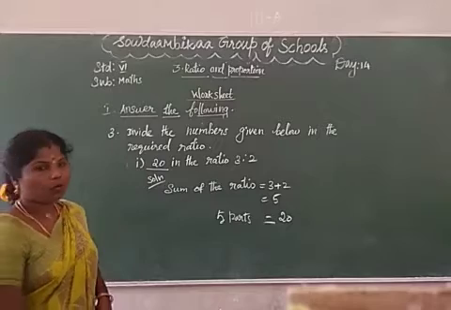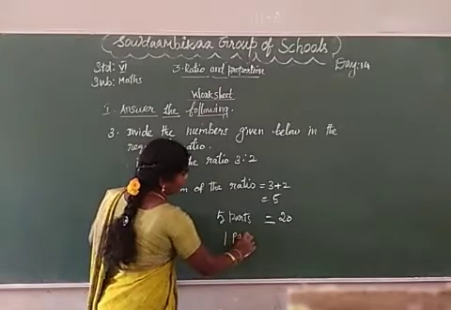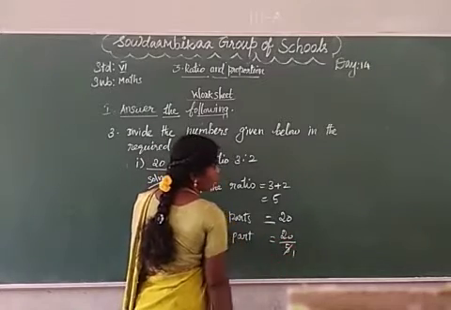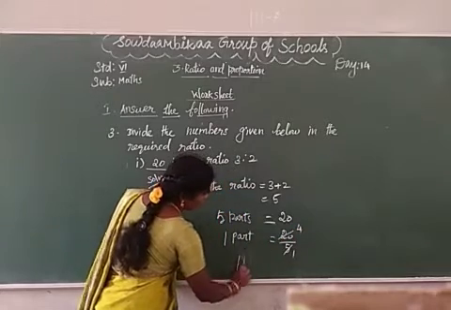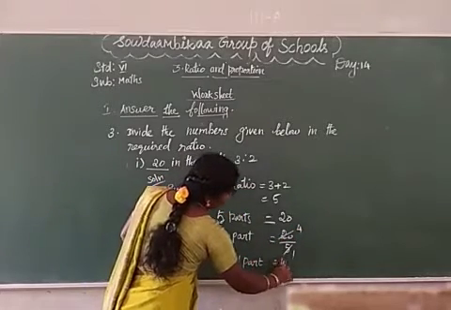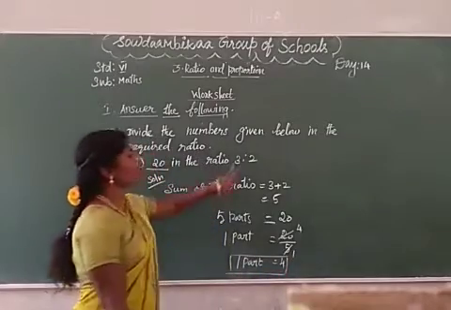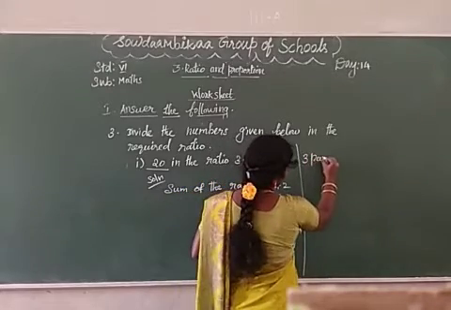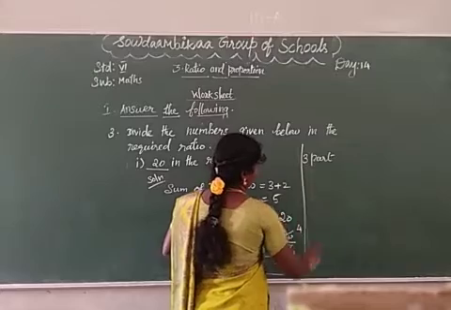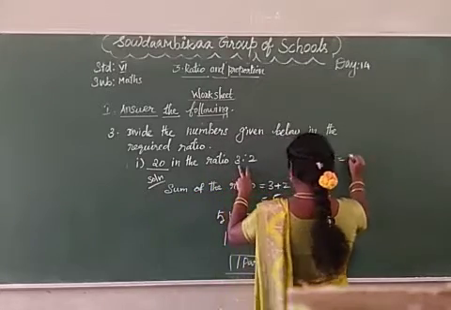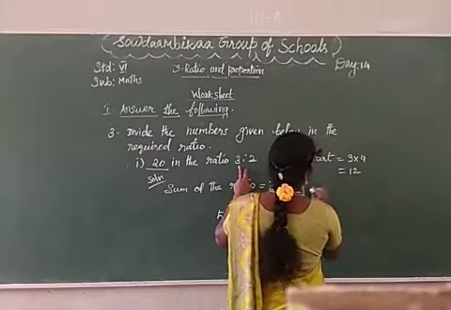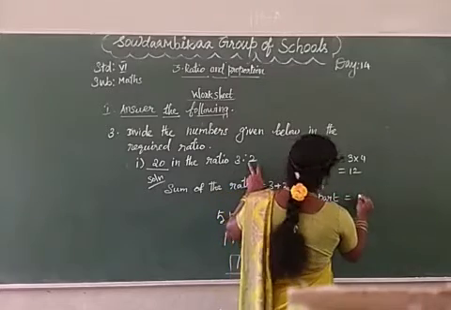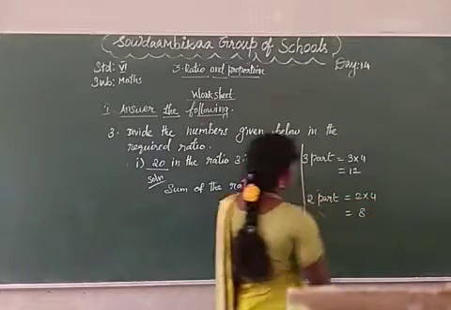Okay, the 5 parts. Now find the 1 part. 20 divided by 5. 1 5 is 5, 4 5s are 20. So 1 part is equal to 4. Now find the 3 parts and 2 parts. 3 parts, 3 into 4, 12, and 2 parts, 2 into 4, 2 4s are 8.